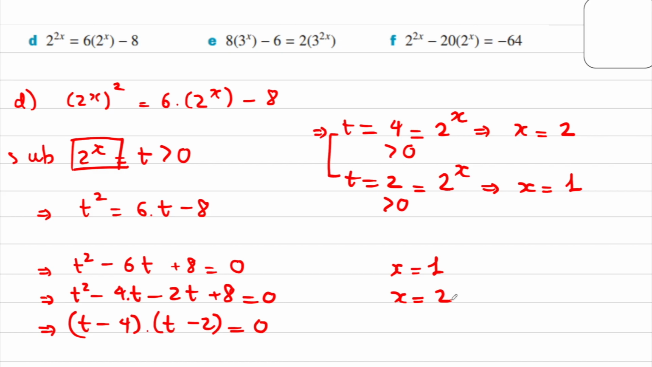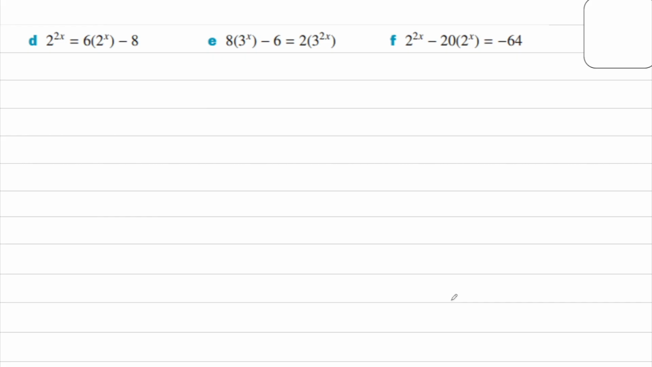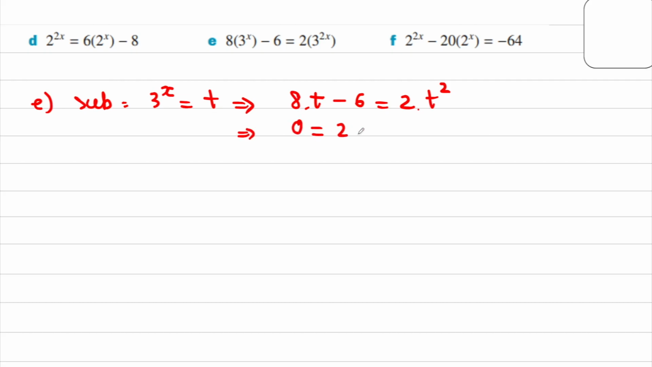Move to question E. You got 3 to the power of x. So I think you understand about this kind of question, right? So I can use the substitution method immediately. 3 to the power of x equal to t now. And the question will become 8 times t minus 6 equal to 2t squared, so 2 times t squared minus 8t plus 6 equal to 0.